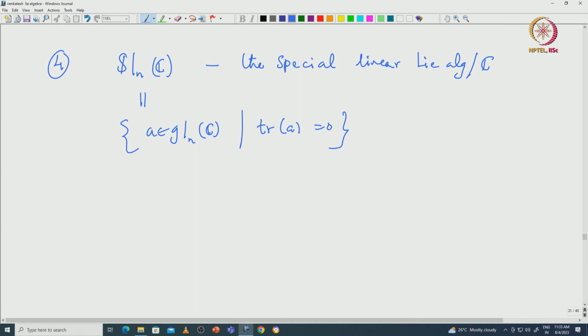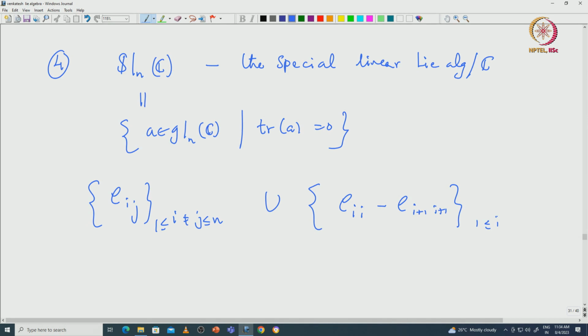sl_n(C) is all traceless matrices. For example, I can take all these E_ij for all i not equal to j; they are all traceless matrices. But they do not include diagonal matrices. To include diagonal matrices, you take a basis for the diagonal matrices, because the traceless condition says the sum of the diagonal entries must be 0. What we can do is put 1 and minus 1 in the i-th and (i plus 1)-th places and construct a basis. That is given by E_ii minus E_(i+1)(i+1) in terms of the elementary matrices, with i ranging from 1 up to n minus 1. It cannot be n. It is not hard to prove that this is linearly independent; I will leave that as an exercise.